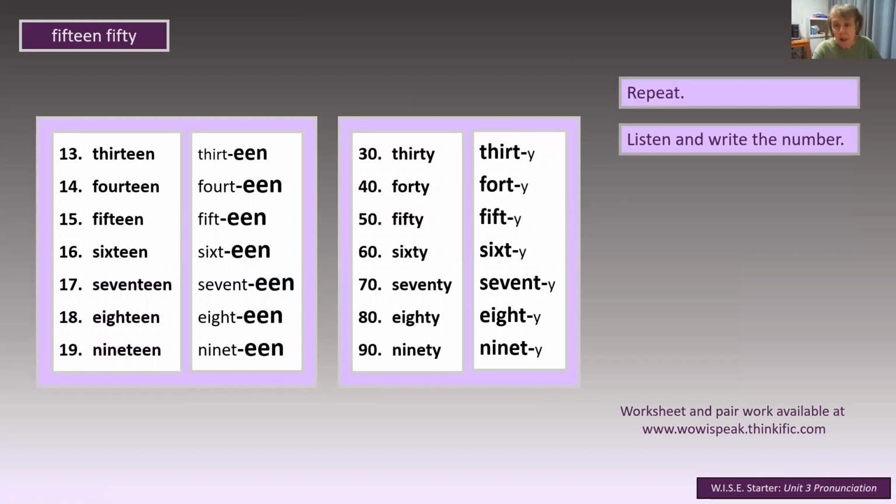Now listen and write the number. For example, number 1 is 60, 60. Write the rest of the answers on your worksheet. Number 2, 18, 18. Number 3, 19, 19.